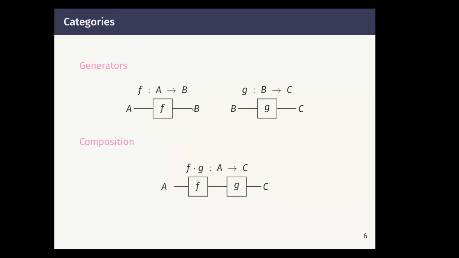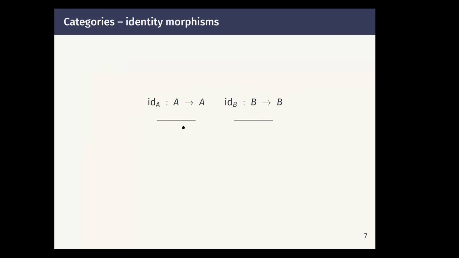If the outputs of a generator are the same as the inputs of another, we can just stick them together, and have F composed with G. And an important thing that categories have is this notion of identity morphism. This is just a wire which does nothing. You give it one thing, out comes the same thing.